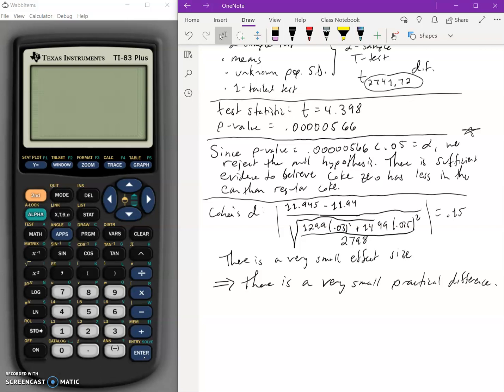So this is one of those situations where if you are in charge of Coca-Cola manufacturing, yes, statistically there's a difference, but will people really know that there is less Coke Zero in the can than regular Coke? No. So if it costs a lot of money to make fixes, you probably won't buy new machinery and make the fixes. So indeed, this is the type of situation where Cohen's d can be very helpful in figuring out the difference between statistical significance and practical significance.